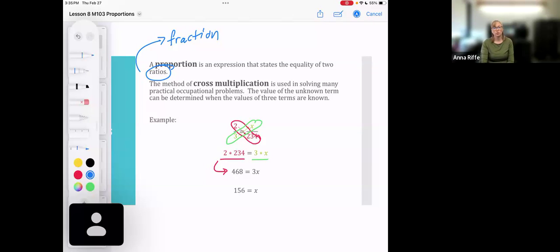And then if we want to solve this equation, we are going to get x by itself, or isolate x. We can do that here by dividing both sides of the equation by that value that x is being multiplied by. So undoing that multiplication of 3 by dividing by 3. And 468 divided by 3 gives us 156. So x in this case gives us 156.